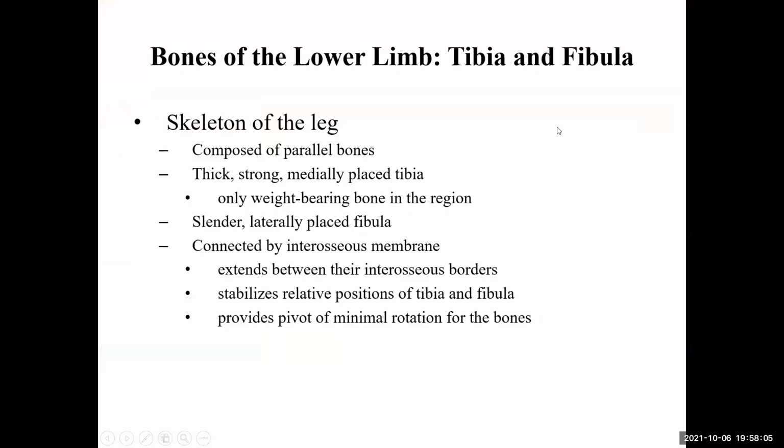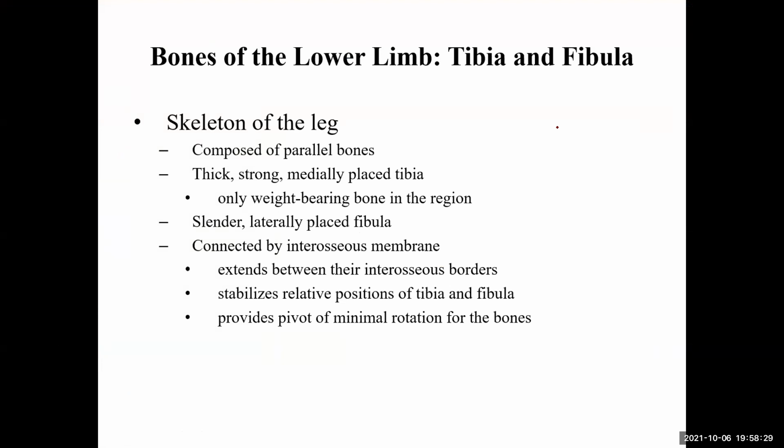All right, let's finish up doing a little bit of course material presentation here to you and talk about the bones of the lower limb, the tibia and the fibula. This is the leg. Some similarities between the leg and the forearm. Okay, both have parallel bones. One bone will be medial, the other one will be lateral.